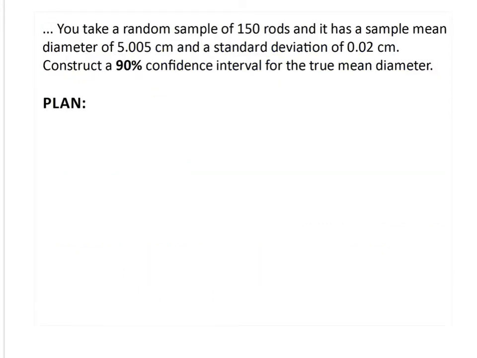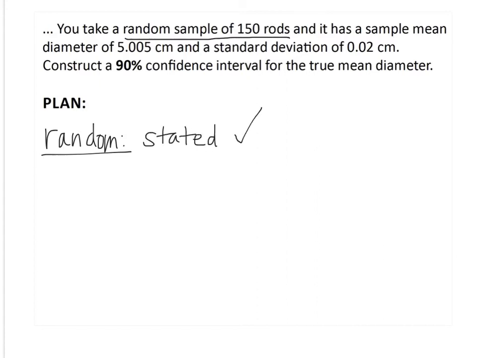So it's the same problem. If I do the plan step, the first one is random. Well, it says we took a random sample of 150 rods, so it's stated that it's random. Check. So that's all you have to do for the random step. Just say random, stated. If you want to give the annotation, that helps, but this is all I and the AP reader are looking for.